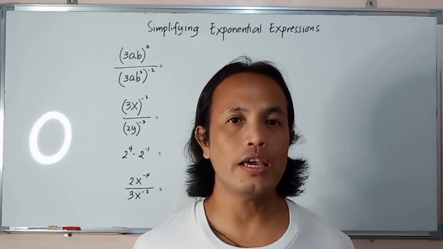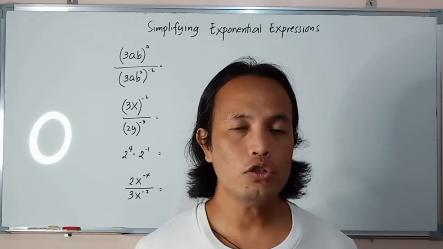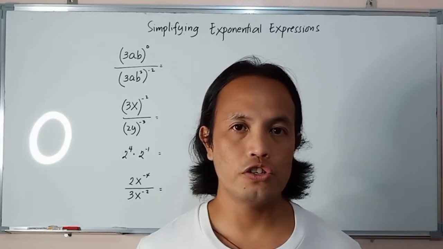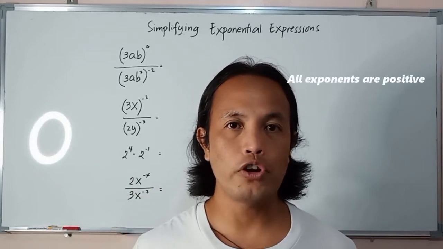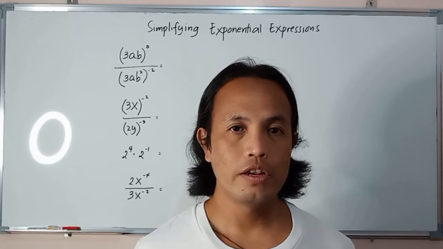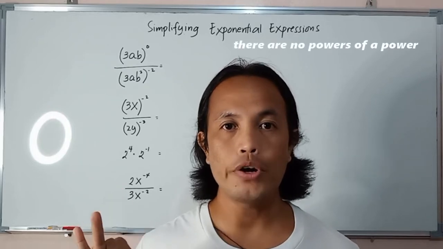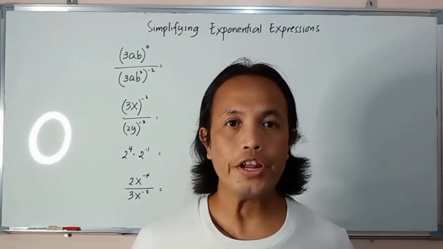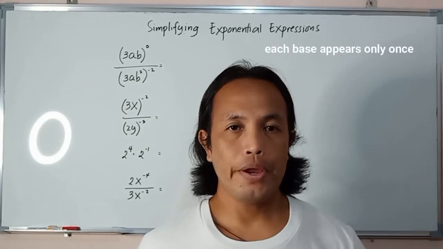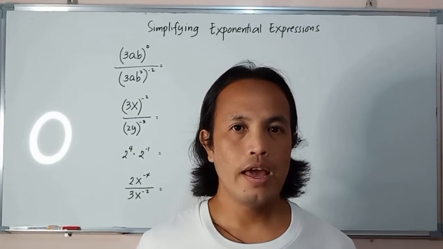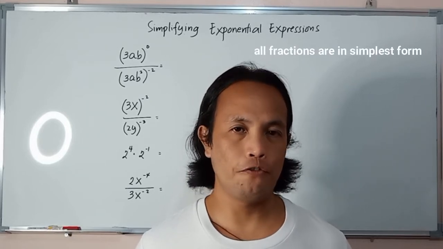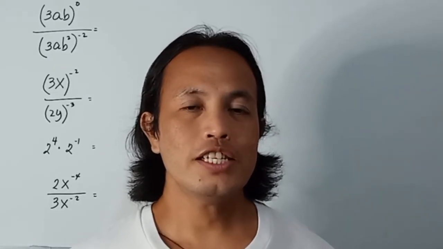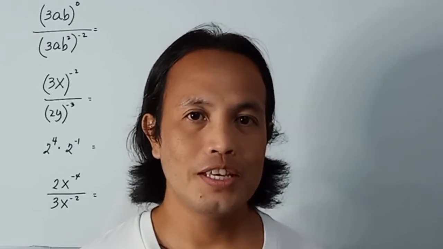So in simplifying exponential expressions, we need to remember four conditions. Number one, we have to see to it that all exponents are positive. Number two, there are no powers of a power. Number three, each base appears only once. And number four, all fractions must be in simplest form. Okay, so let's start with our first example.